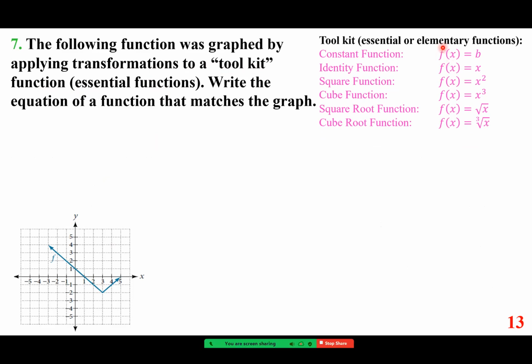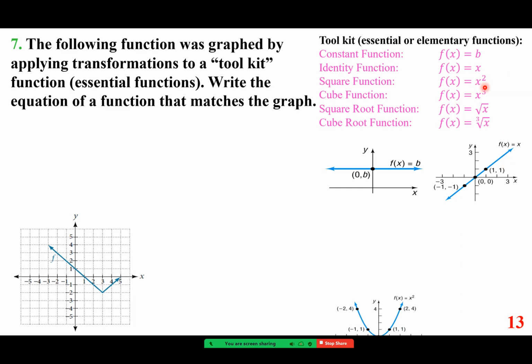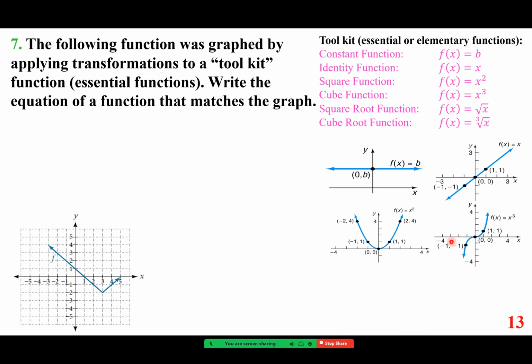And by the way, f of x or y equals b. That is a horizontal line. f of x equals x, that means y equals x. That's the line that goes through the origin. Okay, (0, 0) and (1, 1), for example. f of x equals x squared or y equals x squared is a basic quadratic function. f of x equals x cubed, it's a basic cube function. f of x is square root of x, and f of x equals cube root of x.